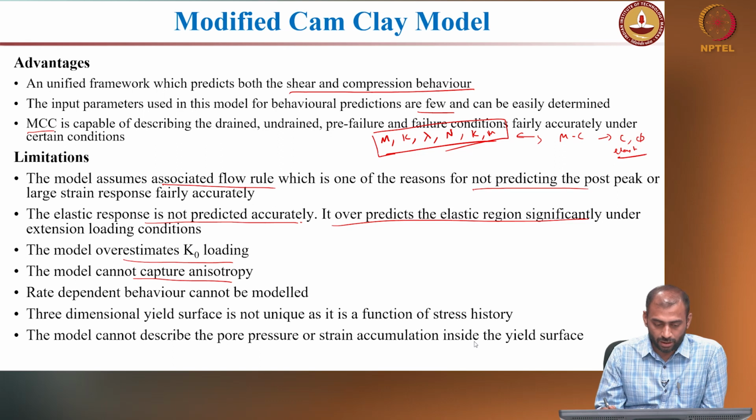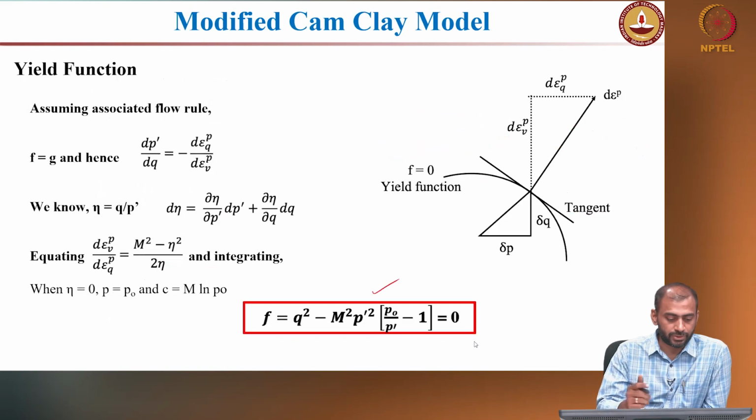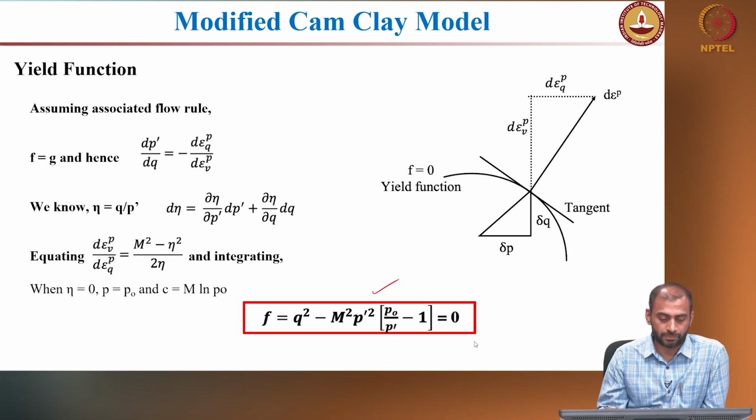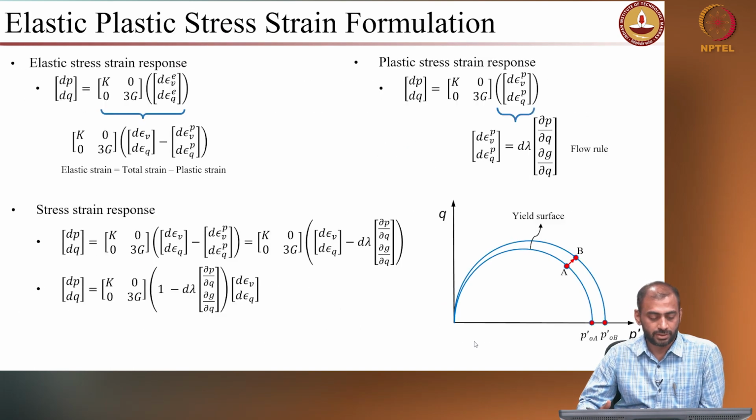So, we will see how to model this. This is your basic yield equation. Using this yield equation and the plasticity framework which we discussed, how do we model the material response? We will see with some examples. We will see how using this model we can predict both drained and undrained response, right.